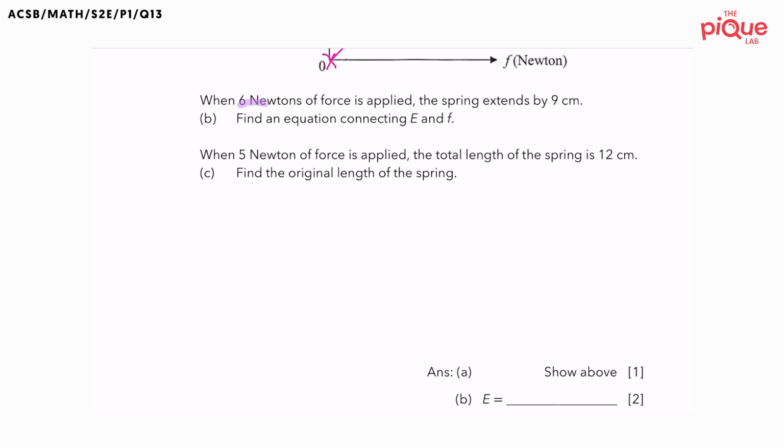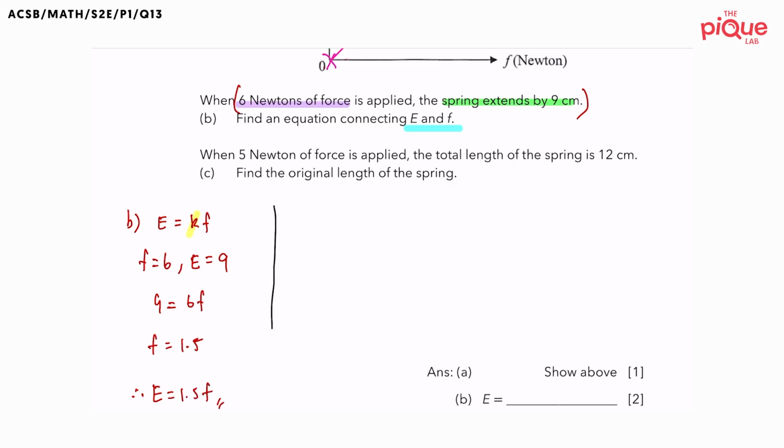For part B, when 6 newtons of force is applied, the same spring extends by 9 cm. Hence, by using this information, let us find the equation that connects E and F. From part A, we have seen that the equation is E equals kF. To solve part B, we simply have to find out what is the value of the constant k. To do this, we will make use of the information given. We substitute the value of F equals 6 and E equals 9. This will give us 9 equals 6k, and by solving for k, we will get back 1.5. The final equation is E equals 1.5F.